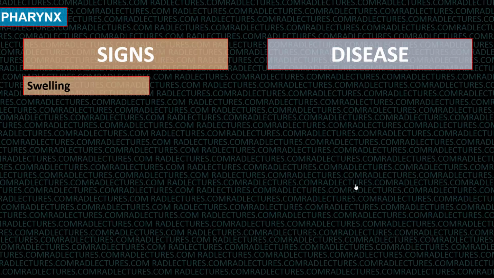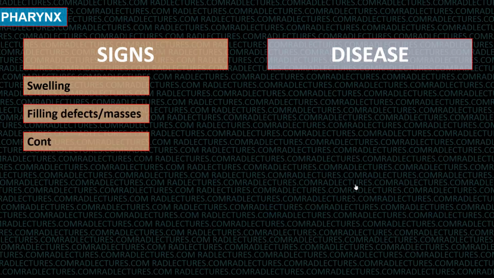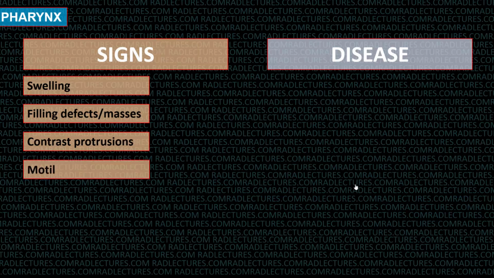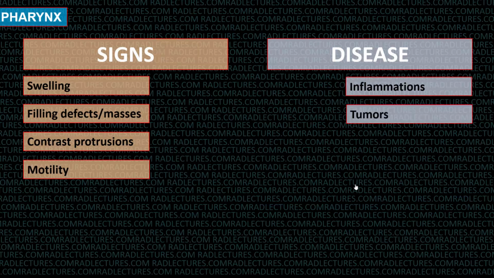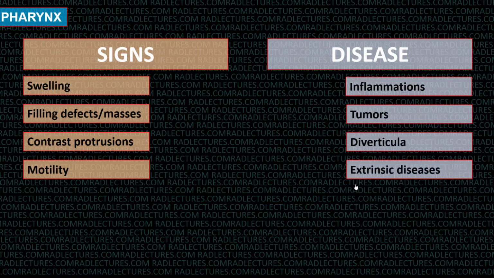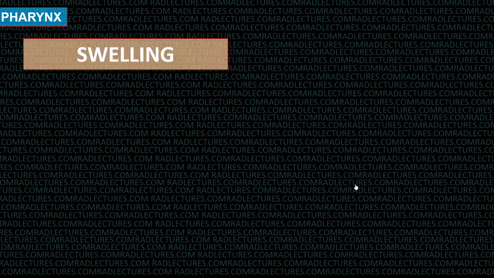There are four signs which are very important for pharynx. One is the swelling of the soft tissues. Second is the filling defects or masses. Third is presence of contrast protrusions. And the fourth is motility. And the diseases that we are looking for are the inflammations of the pharynx, the tumors of the pharynx, diverticula of the pharynx, extrinsic diseases, and motility disorders. So swelling of the soft tissues is important in telling us about inflammations of the pharynx.